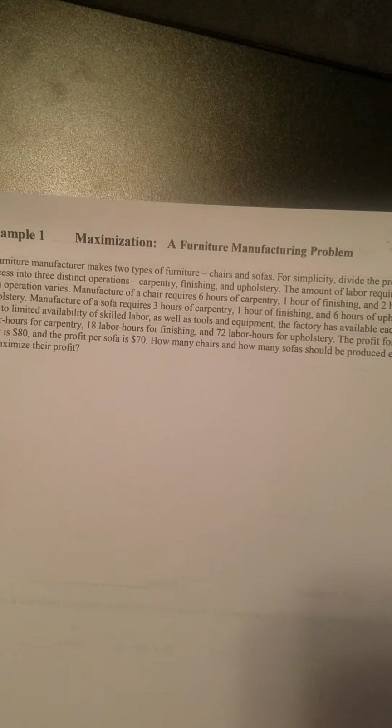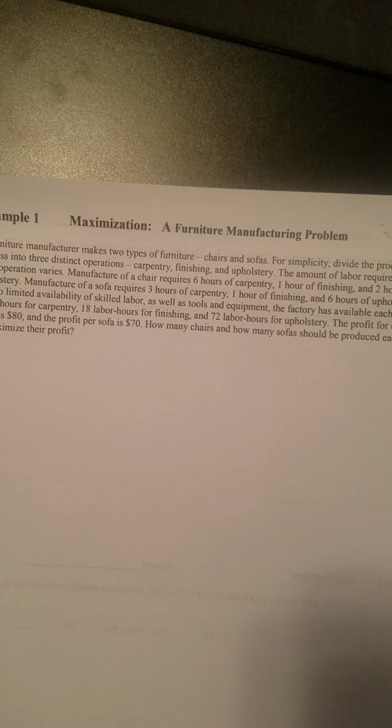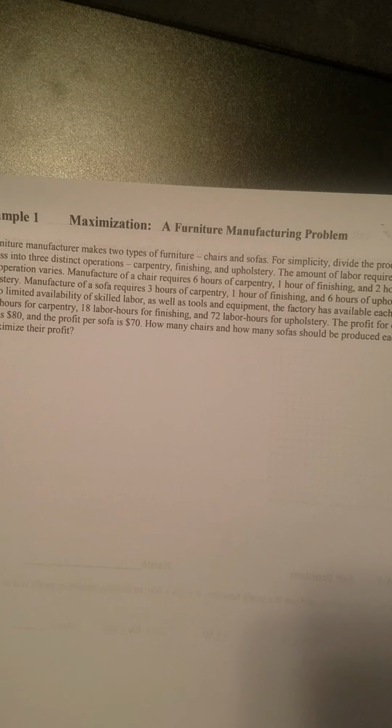So, let's look at a maximization problem. Hopefully you've already printed this out and had a chance to read through it. I'll read through it real quick though. A furniture manufacturer makes 2 types of furniture, chairs and sofas. For simplicity, divide the production process into 3 distinct operations: carpentry, finishing, and then upholstery. Whatever those might be. The amount of labor required for each operation varies.